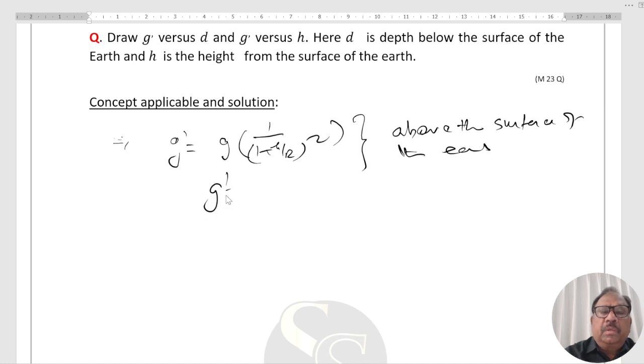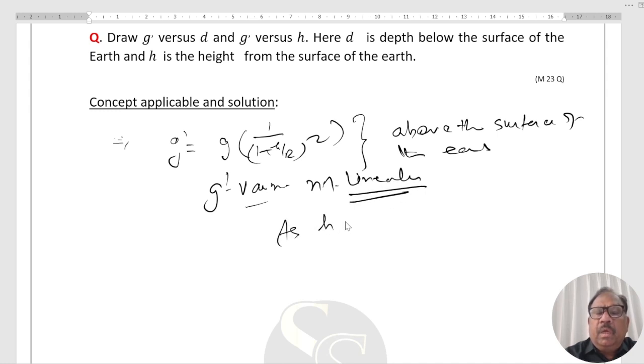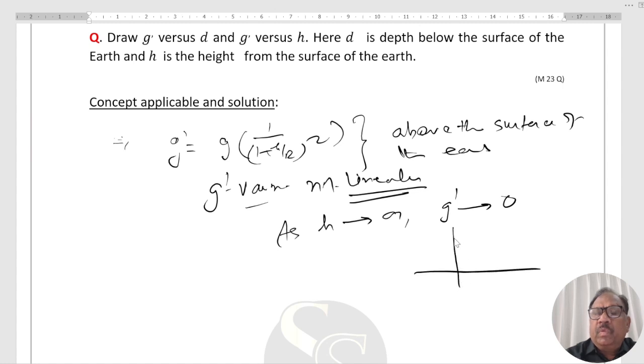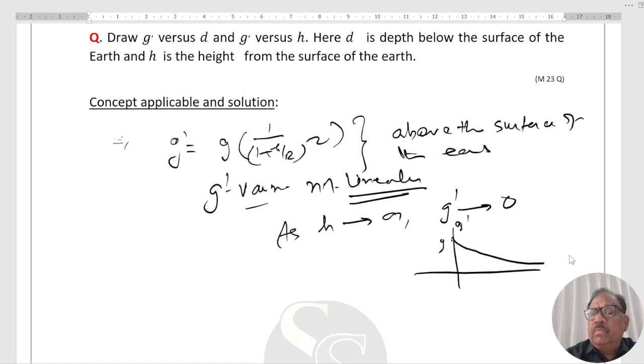And g dash varies not linearly. As h approaches infinity, g approaches 0. Means the graph will be like this, right? Graph will be like g dash versus h, with g dash equal to 0 as h approaches infinity. This is h. As h approaches 0, that is all.